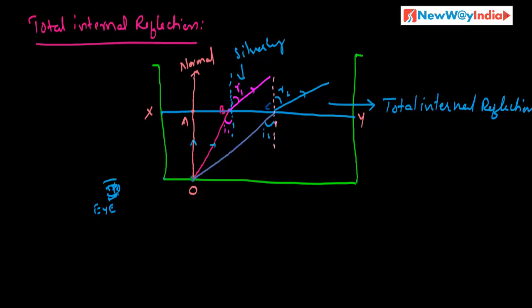Next, consider another point and draw a normal here, and then take another ray. Its incident angle is I3 and it is refracted, that means it passes away from the normal. Here the refracted angle is R3. What is observed here? All rays meet the surface of water and travel away from the normal. And as the angle of incidence increases, the angle of refraction also increases.